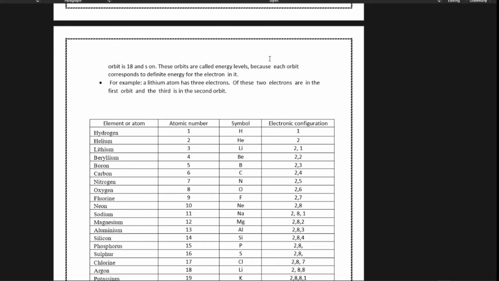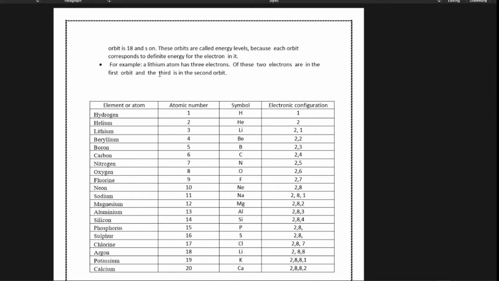Orbits are also called energy levels, and each orbit corresponds to a different energy for the electron in it. The electrons in them have definite energy.